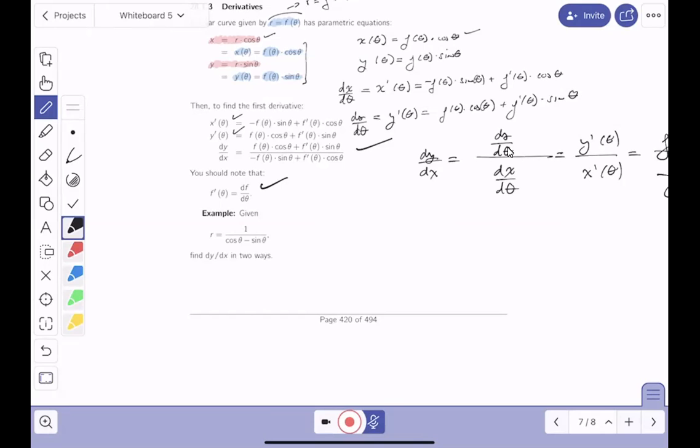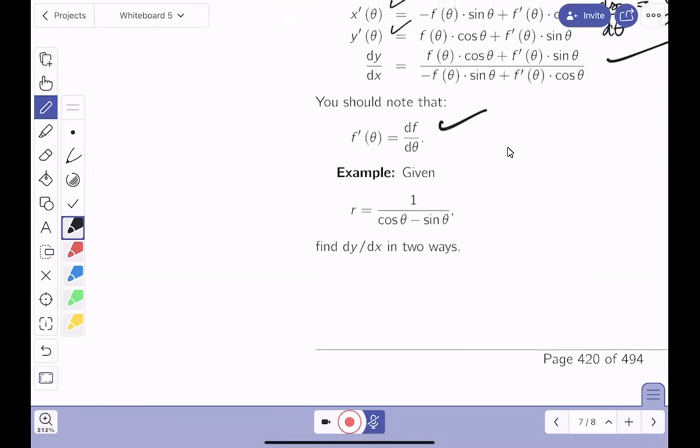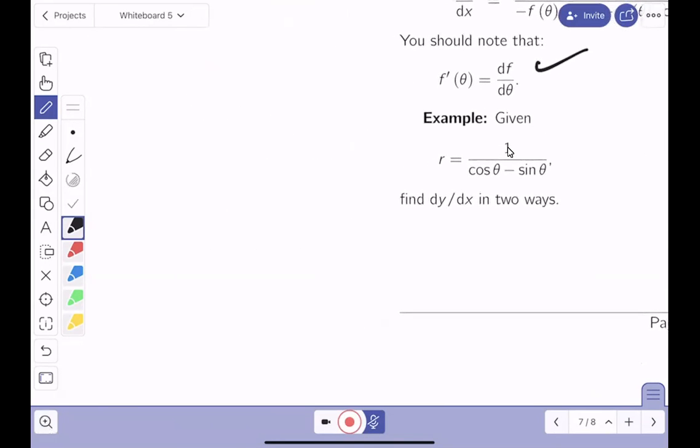You know, I'm going to do this over here. I don't know what two ways they want me to do this in, but I'll write down, given this thing, find dy/dx in two different ways. Well, I think the easiest thing for me to do is just convert it to Cartesian form. So this would be r cosine theta minus r sine theta. Make sure I did that right, equals 1.